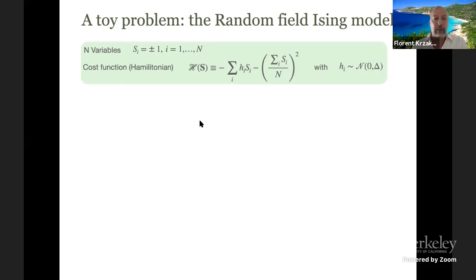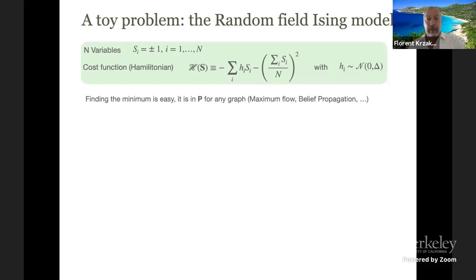It's actually an extremely useful and important model in statistical physics. All right, so say now you want to minimize this function. Actually, minimizing this function is extremely easy. In fact, this is a problem defined on a complete graph because you have the sum of s_i squared. But in fact, on any graph, minimizing this function is in P. There are many techniques that allow us to provably find the ground state. So it's not a hard problem. Still, it will serve as a very good example for what I want to say.